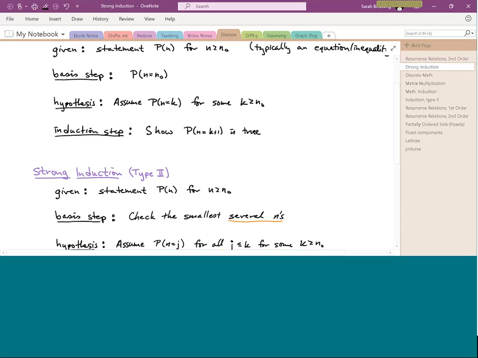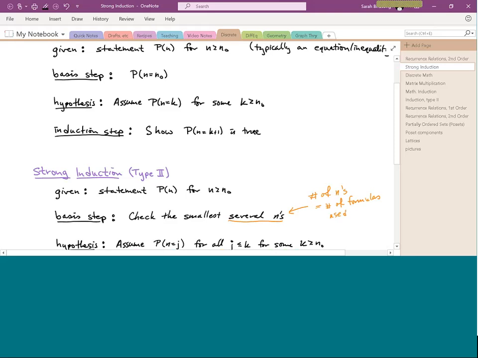There is a way to tell how many values of n you need to use. The number of n's to check is the same as the number of formulas used or in play, because you have to check a value for n for every formula you have. And sometimes in strong induction, you have several formulas.